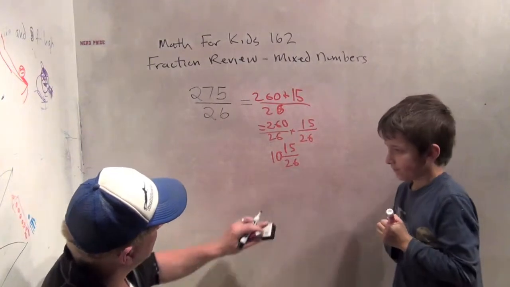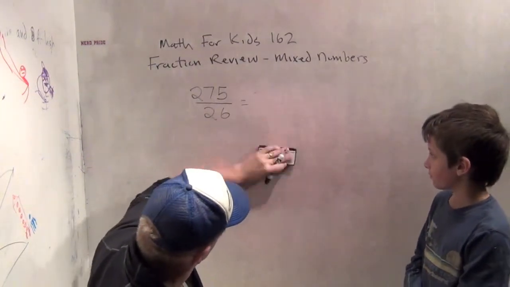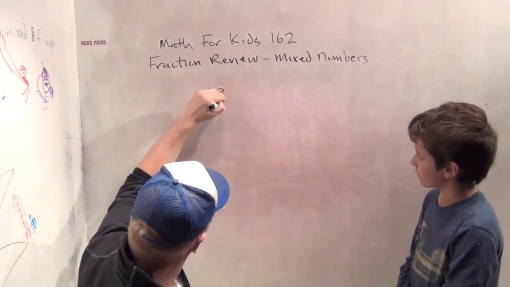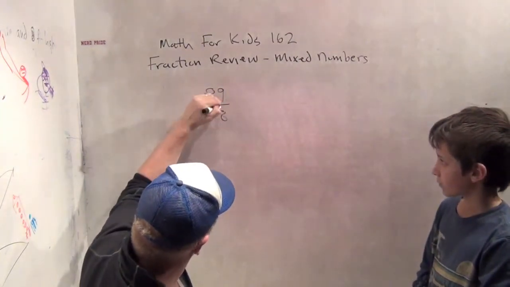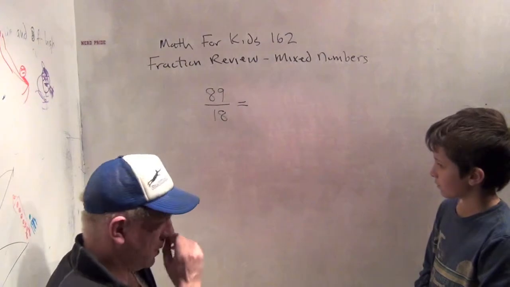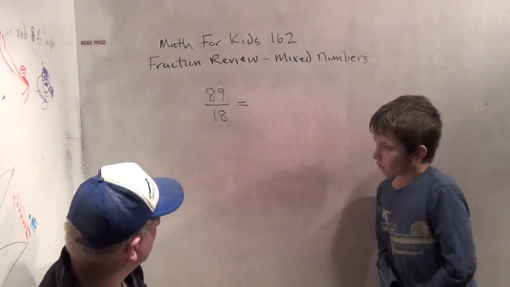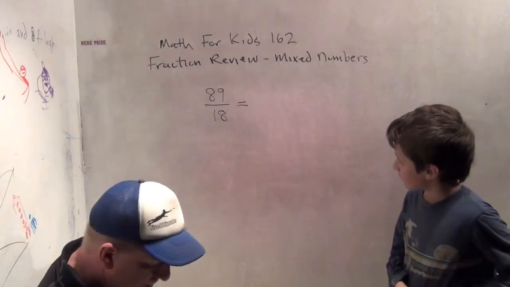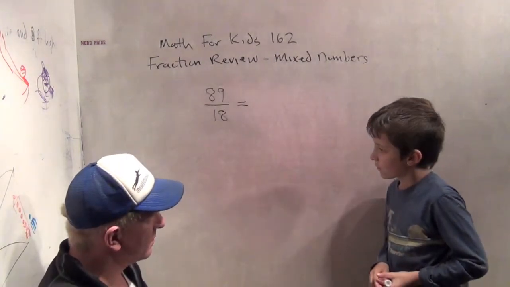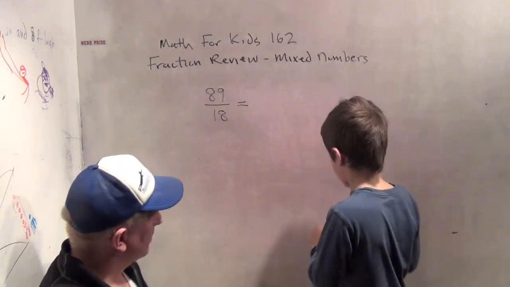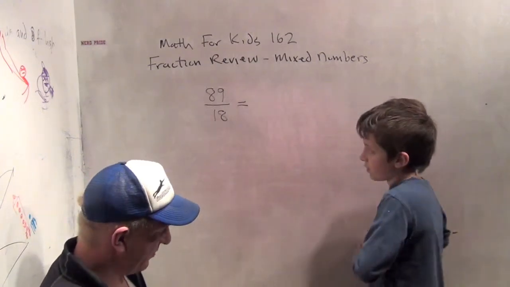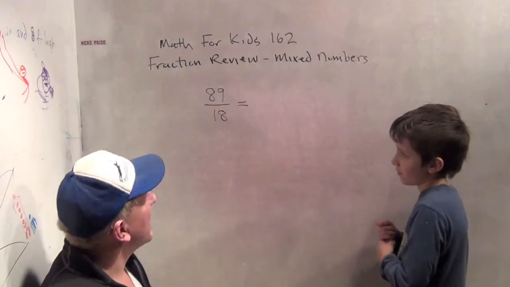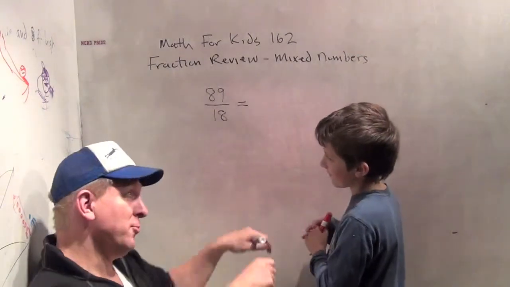Okay, good job. And here's the last one. 89 over 18. What does that equal? Well, it's a mixed number. Yeah, this is a mixed number. Convert it to a fraction. I'm sorry, this is a fraction. Convert it to a mixed number. Rewind.